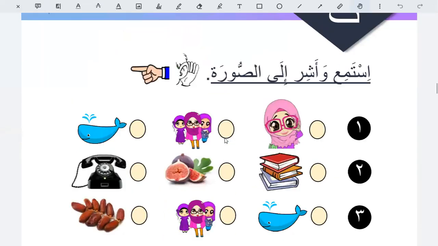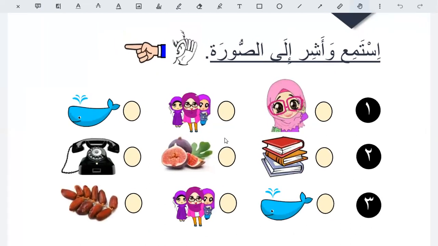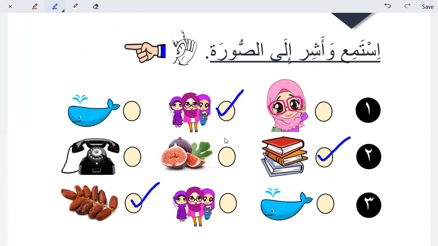Sahih. Good. Istami wa ashir ila as-surah. Listen and point to the picture. Riyan, you will tell me which picture is this? Banat. So second one? Correct. Then Kutub. The first one. Good. Tamr. The last one. Good. Latifa. Hoot. Yes. Third one. Teen. Fig. Banat. Second one. Good.